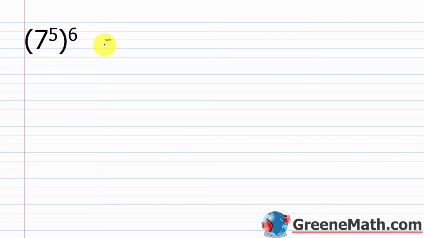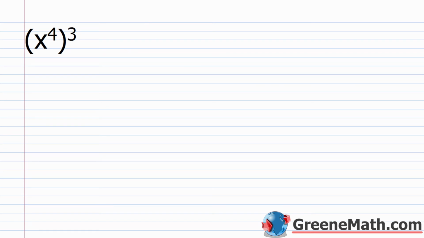So again, I'm just going to keep the base 7 the same and multiply the exponents. So I'd multiply 5 times 6, and that's 30. So we get 7 to the 30th power. What about if we had a variable involved? Is anything going to be different?